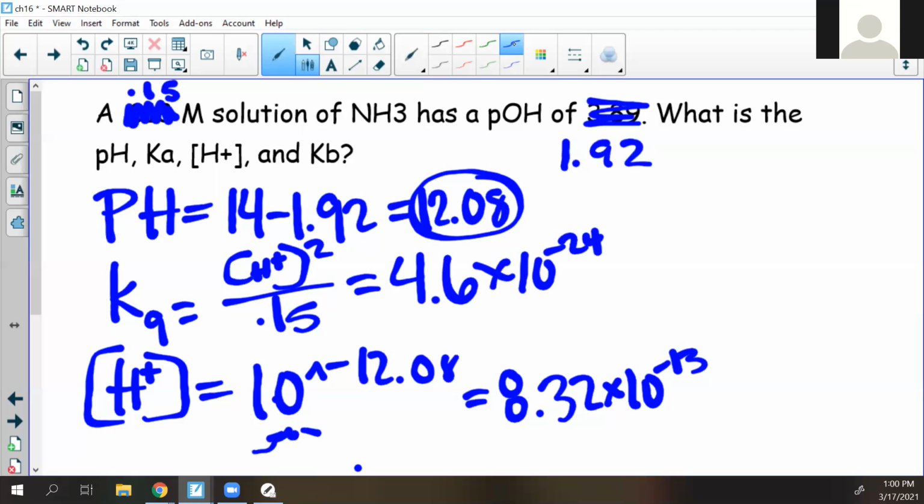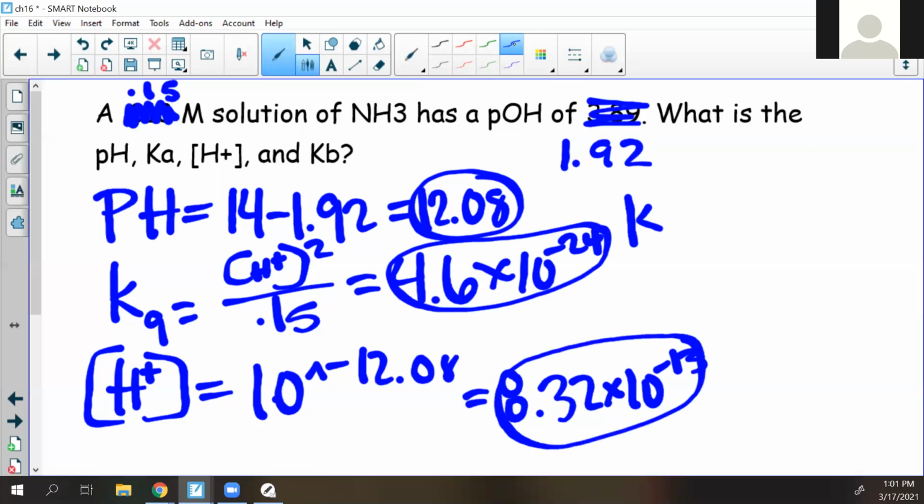I love it. I get paid to do that job. How we doing? 4.6 times 10 to the negative 24. Well, I really made these small, but that's okay because they're bases, so the K should be really small.